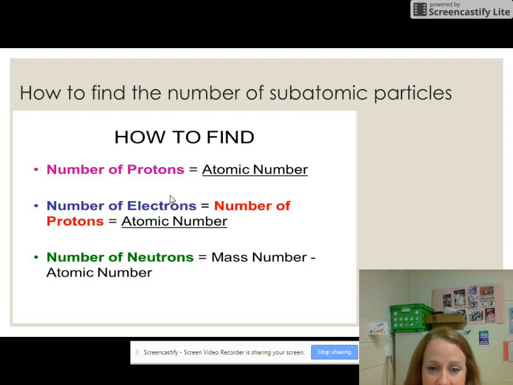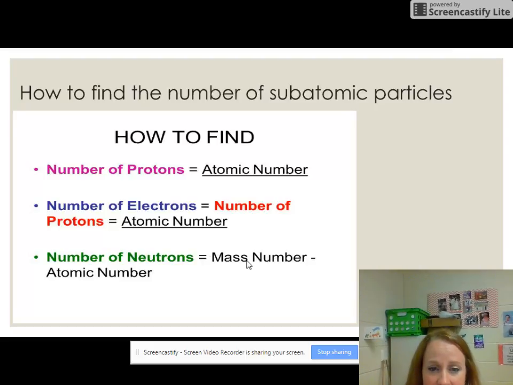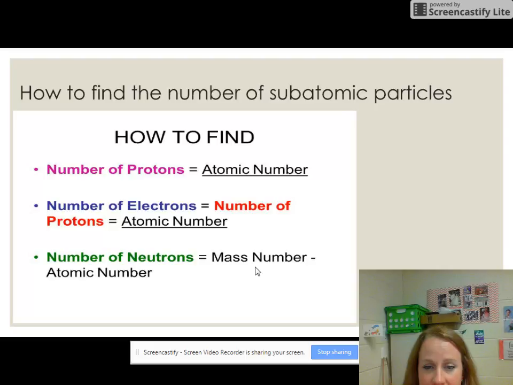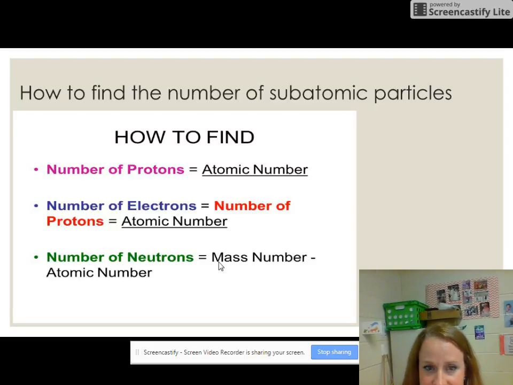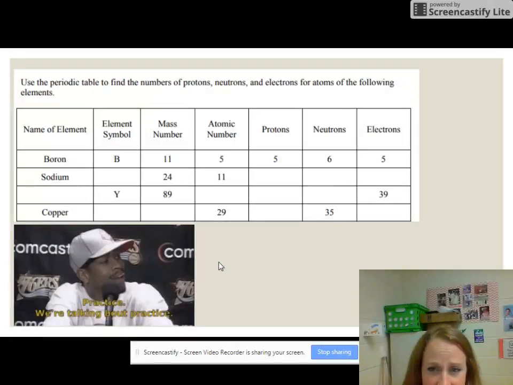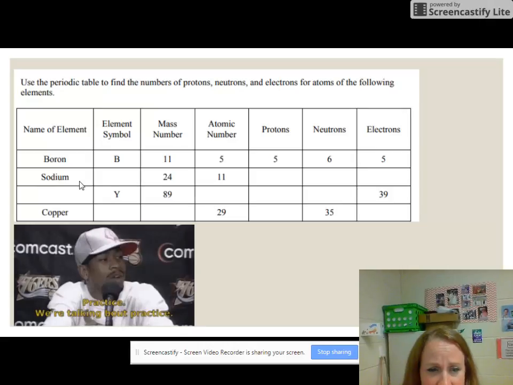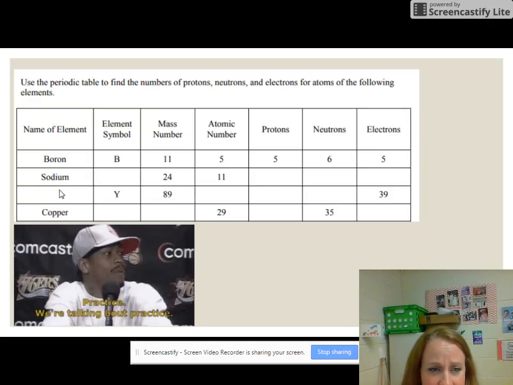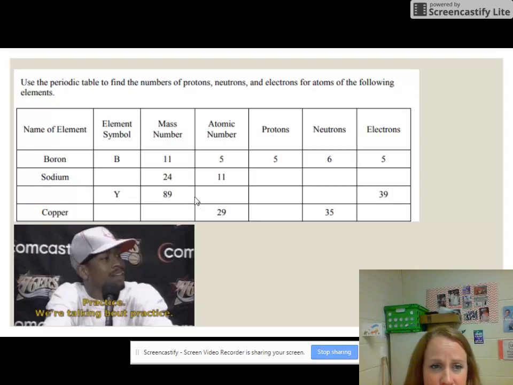Then for the neutrons, that's a little bit trickier. You have to take the atomic mass number and subtract the atomic number from it. We're going to do more with that in 8P 1.2. But here's a little example right here. On your worksheets and your packets, you guys should have this.